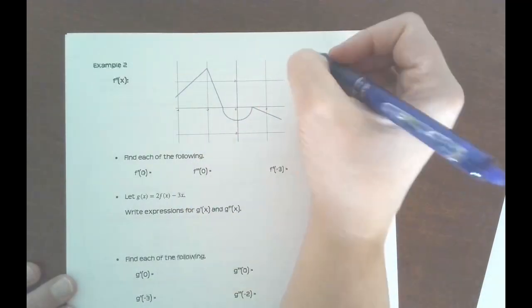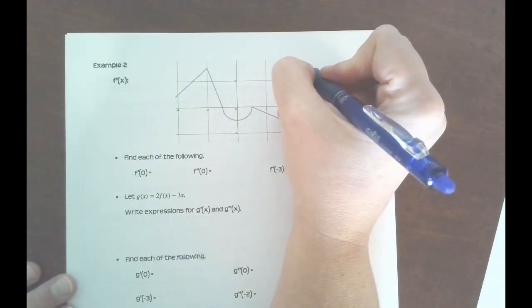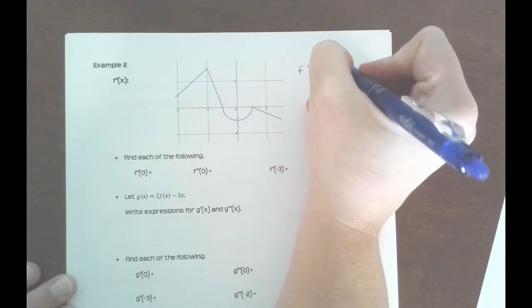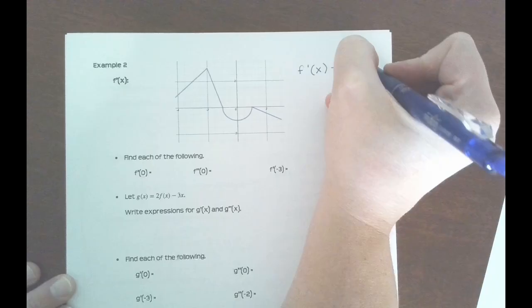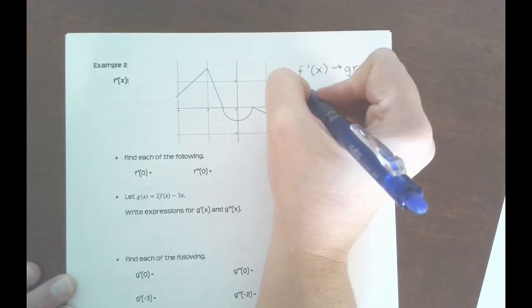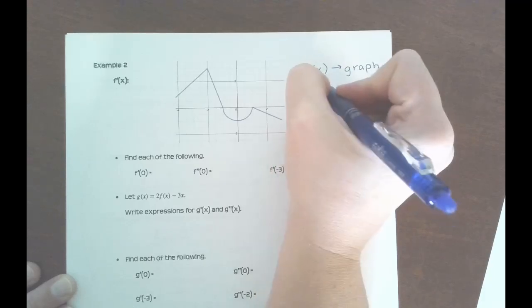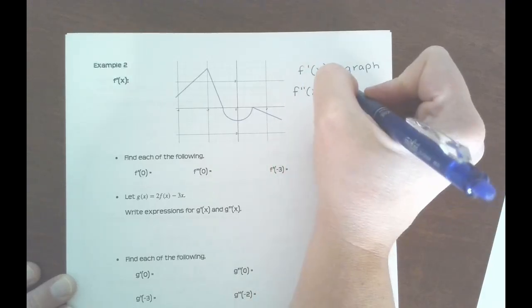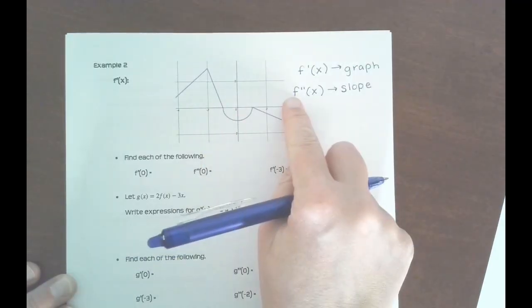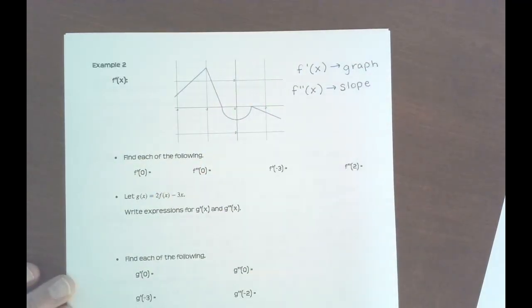So what I am looking at right now is f prime. So f prime of x is the graph itself. If I ask you anything about f double prime, what I'm really asking you about is the slope of the values on this graph, right? Because that would be the derivative of this graph.